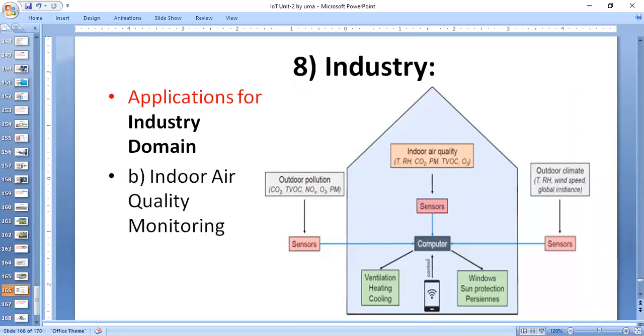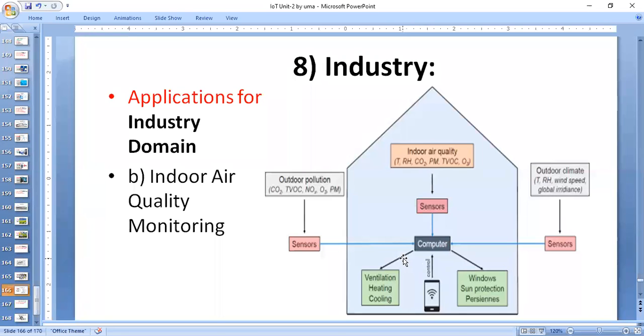Next one, indoor air quality monitoring system. What is the system here? Monitoring the indoor air quality in factories is important for the health and safety of the workers. Harmful gases like CO, NO, NO2 can cause serious health problems in factories. For monitoring that information, an IoT-based monitoring system can help in monitoring indoor air quality.